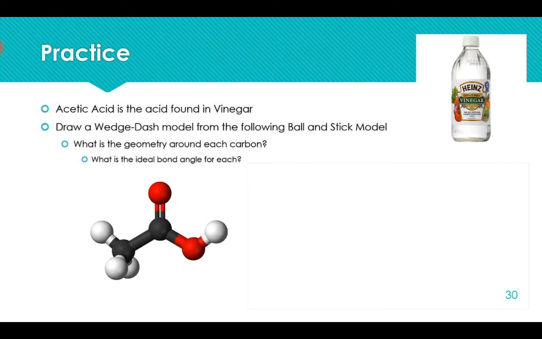So let's practice drawing a wedge dash structure of acetic acid. The ball and stick model is presented here. Go ahead and pause the video and try to draw the ball and stick model in your notebook. Then identify what the geometry is around each atom and what is the ideal bond angle for each bond.